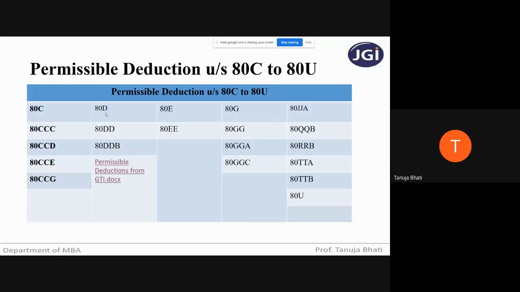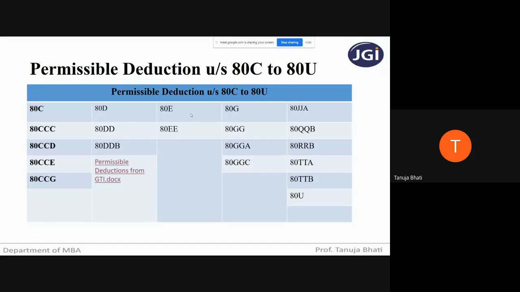So 80D deduction is given when an individual is paying medical insurance premium. 80DD is given for maintenance, including the medical treatment of a dependent disabled person. And 80DDB is given for deduction for medical treatment of specified diseases. If the individual is incurring expenses for medical treatment of specified diseases or ailments, he is going to get a deduction under section 80DDB.